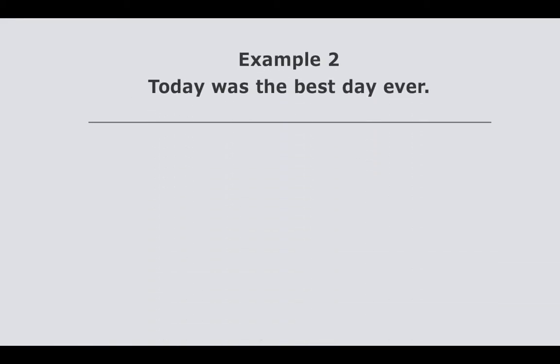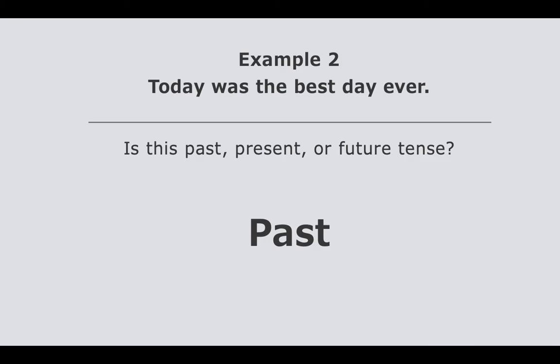Example number 2: Today was the best day ever. Is this the past, present, or future tense? I want you to pause this video and take a moment to think about this. Is it the past, present, or future tense? This is the past, and there is a word in there that tells us why it's the past. It says, today was the best day ever. Was is the word that tells us it's already occurred, right? Like, she was going to college, but she's not now, right? She did do that already. She was. So this is the past.